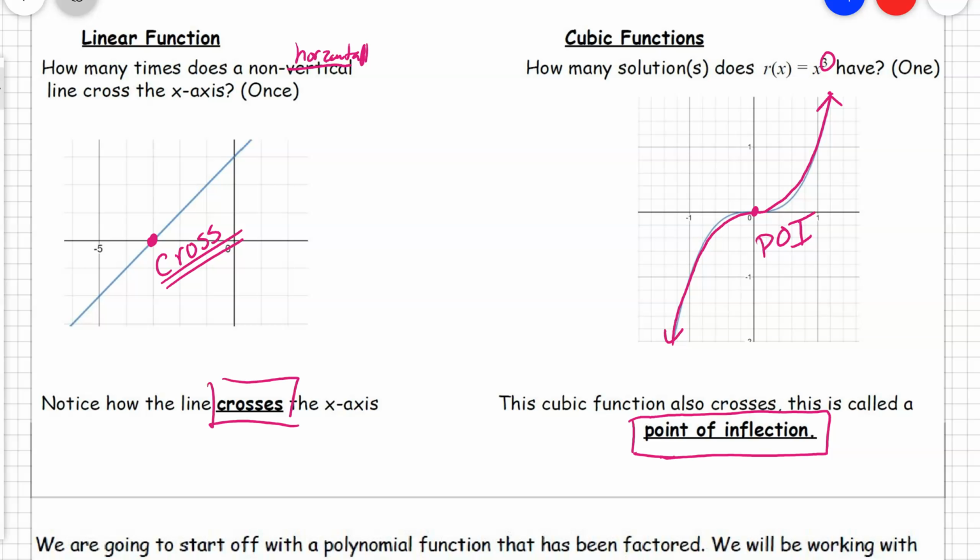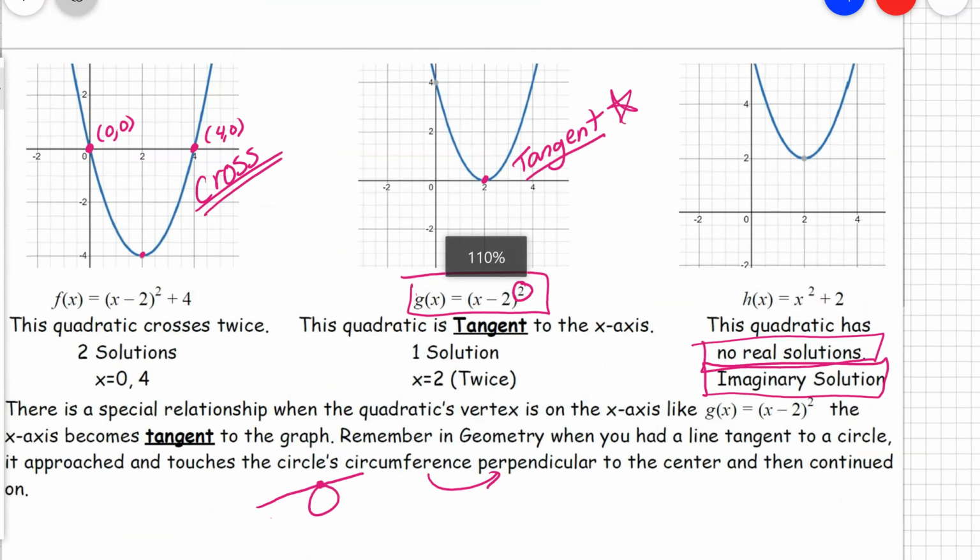So we've got 3 vocabulary words: crosses, point of inflection, and tangent. So those are the vocabulary words we're going to use to describe what happens when the polynomial crosses the x-axis.